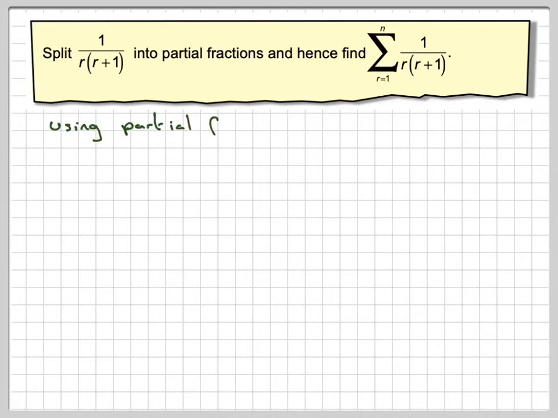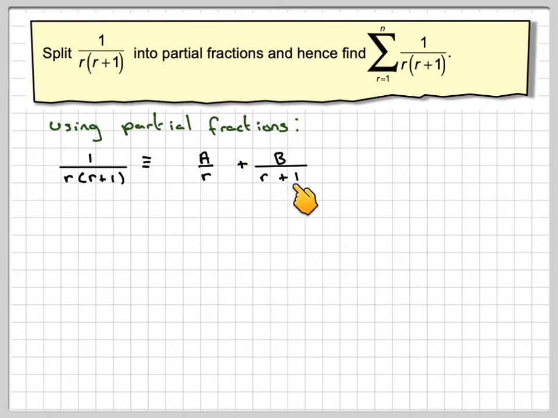Okay, so if we're going to use partial fractions, then we're going to say that 1 over r times r plus 1 must be equivalent to a over r plus b over r plus 1. We split the denominator into partial fractions, which means that 1 must be equivalent to a times r plus 1 and b times r. That will make that denominator the same as that.